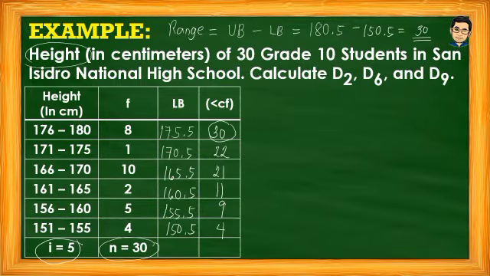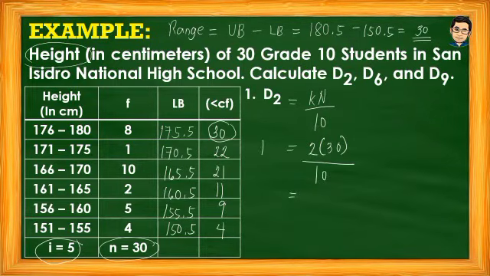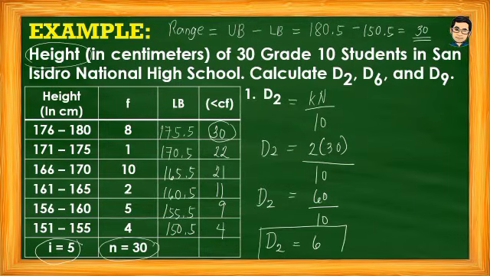So ayan, next na gagawin natin, magkakalculate na po tayo ng ating D sub 2 class. So D sub 2 class, formula niya, kn over 10. So k, since D sub 2, kaya 2. And then n, nasa given natin 30 all over 10. Next, 2 times 30 is 60. And then, if we will divide 60 by 10, we will get 6. So, ibig sabihin, yung D sub 2 class natin is 6.